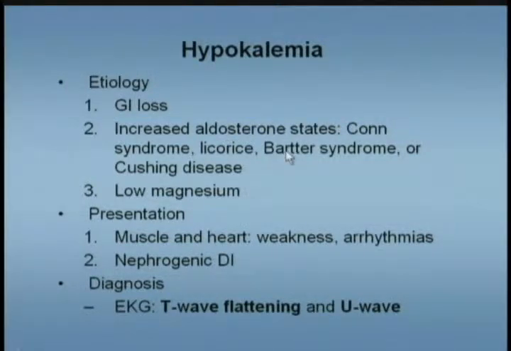Bartter's syndrome is like being on Lasix all the time. Bartter's syndrome is a genetic abnormality where you're having a loop of Henle loss of sodium and chloride all the time. Cushing's, Conn's, licorice, Bartter's are all four different ways of saying increased aldosterone.